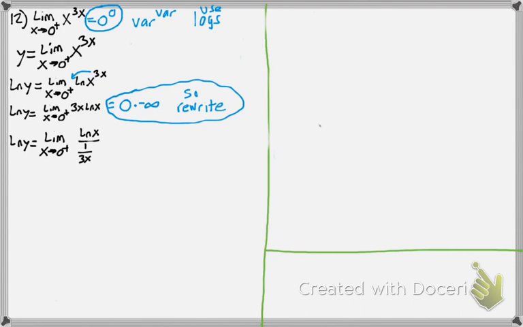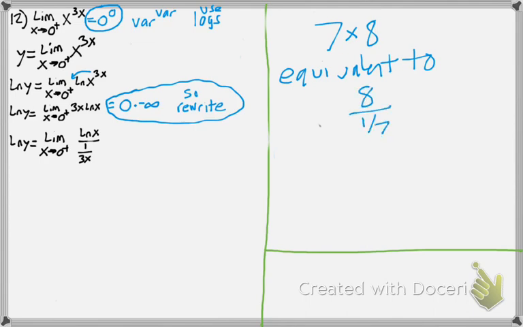Now this seems kind of odd. Why would we do this? Let's talk about it right now. Anytime you have two things being multiplied, like 7 times 8, this is equivalent to 8 divided by 1 over 7. So anytime you're multiplying by something, you can divide by the reciprocal of that, and it's actually the same thing. So that's how we're transforming.